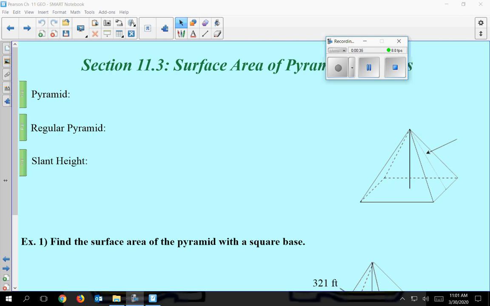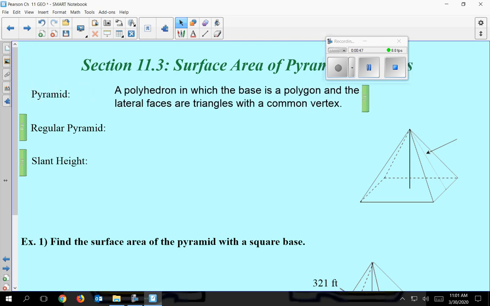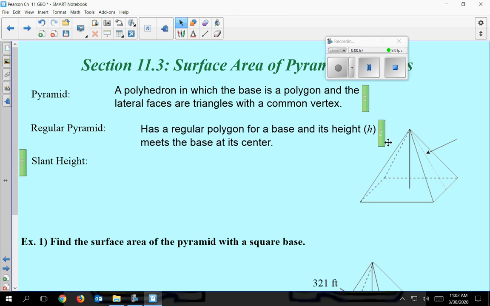Okay, so we got definitions for this on top. I'll pull them out if you want to hit pause and write them down, and then we'll get going. A pyramid is a polyhedron in which the base is a polygon and the lateral faces are triangles with a common vertex. A regular pyramid is going to have a regular polygon for a base, and its height meets at the center. Okay? And slant height is the length of the oblique lateral edges.